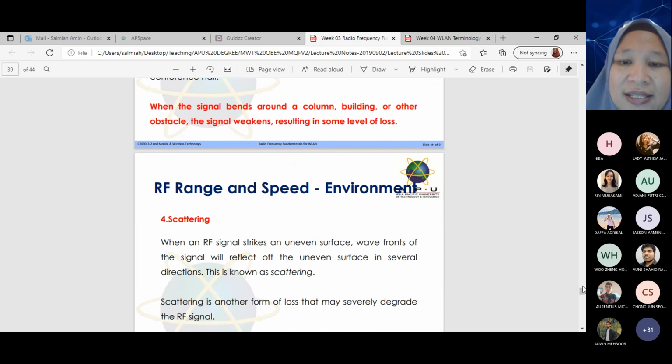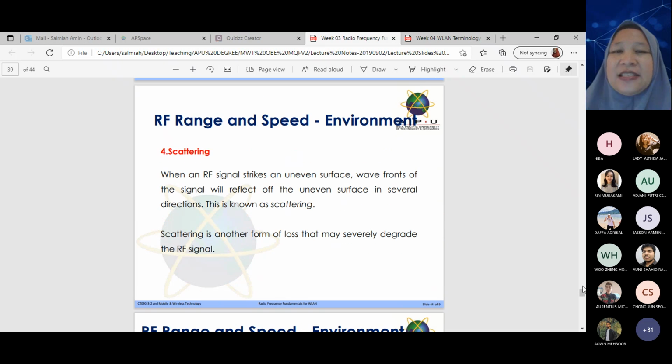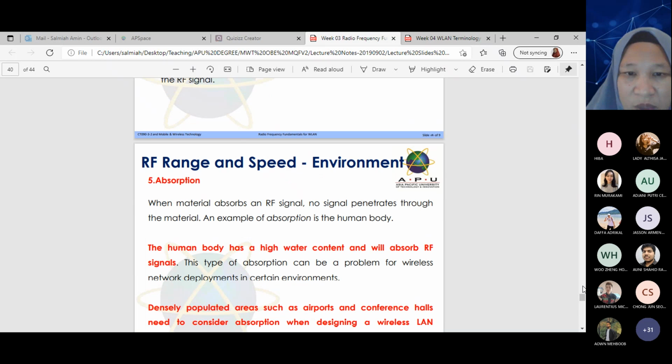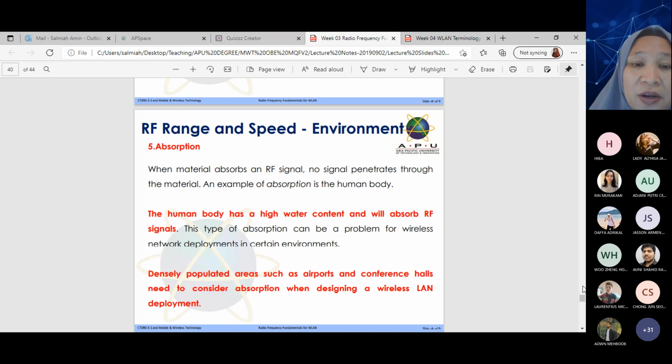Okay. Scattering, we can have a surface, maybe a smooth area. When the signal travels on a certain road, for example on the floor, it can scatter. Scattered means it will go to different angles, many directions, right? And then absorption, yes, even our human body can absorb the signals as well. That's the reason why you cannot expect the radio frequency signal to travel very far. The availability of repeaters is very important to strengthen this signal.